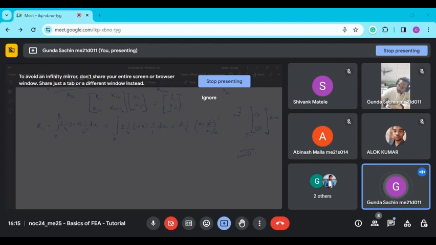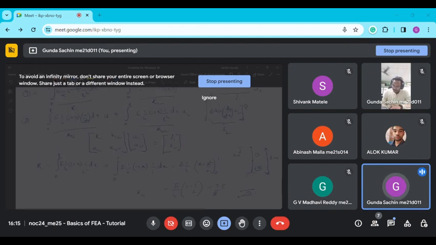So E times 1 by 4 times the integral of 1 plus x, which is x plus x square by 2, with limits 0 to 1. E by 4 times 1 plus 1 by 2, which is 2 plus 1, 3, so 3 by 8 times E. So this is your K11.